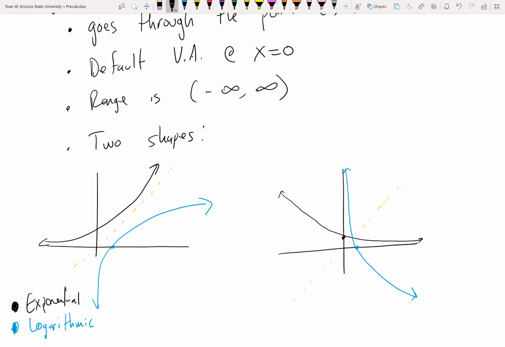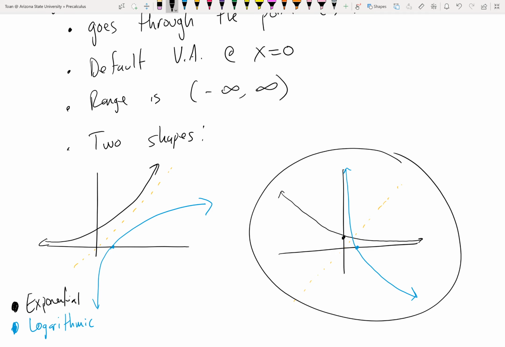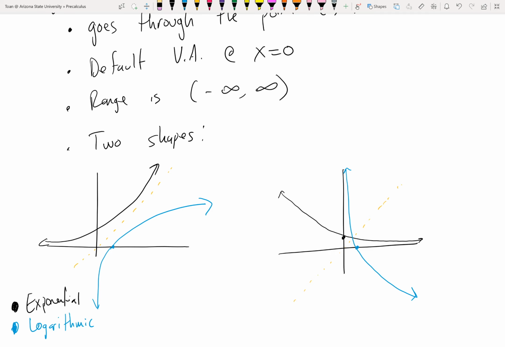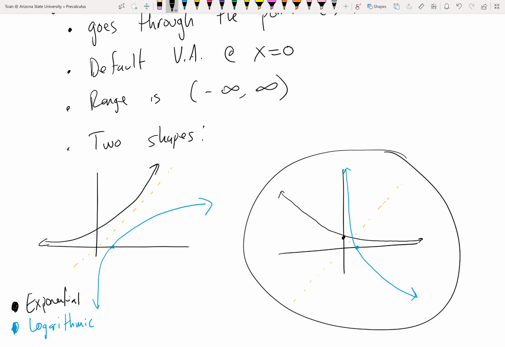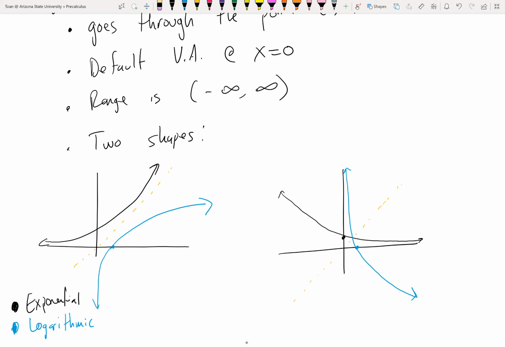Now, it all depends on what the base is. Remember, you have a growth if the base is bigger than 1, and you'll have a decay if the base is less than 1. I'll tell you this right now, when it comes to logarithmic functions, we almost always talk about bases bigger than 1. So while this is good to know, the shapes that we're going to look at are primarily going to be this shape here. So technically it has two shapes, but we're probably going to focus on one.